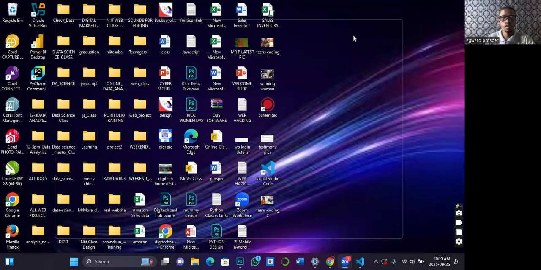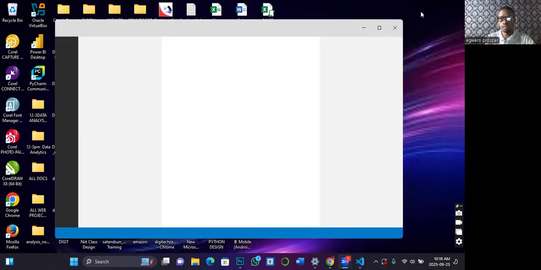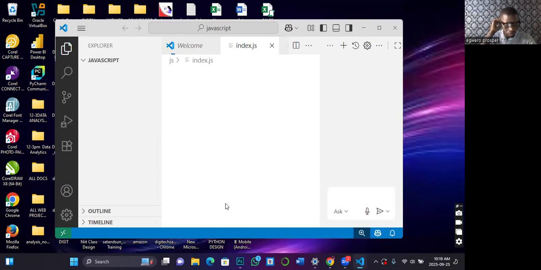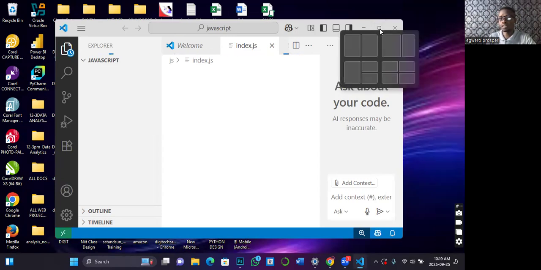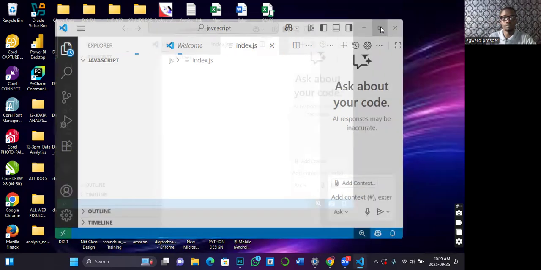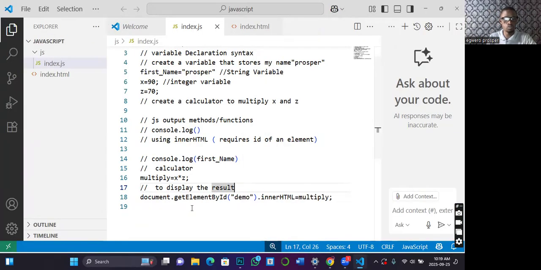So where did we stop? Where did we stop? JavaScript what? Variable concepts, right? Now along the line, we also explain some JavaScript output functions, right? Like out of 4 of them, I think I have explained 2.